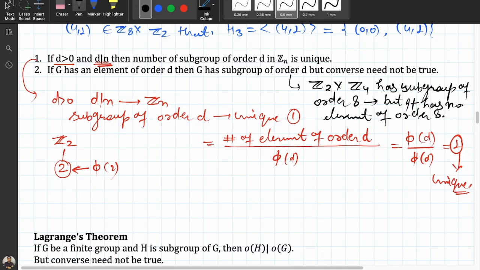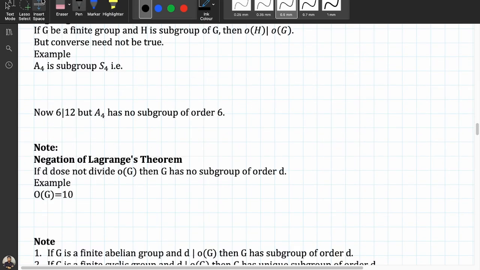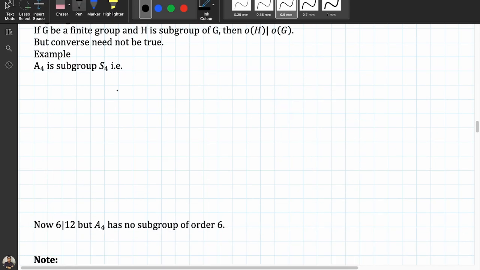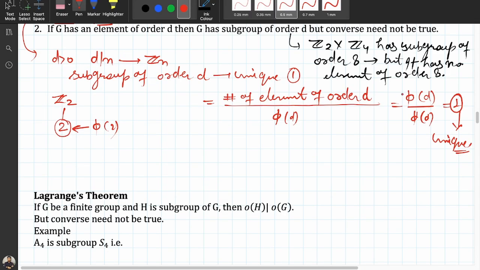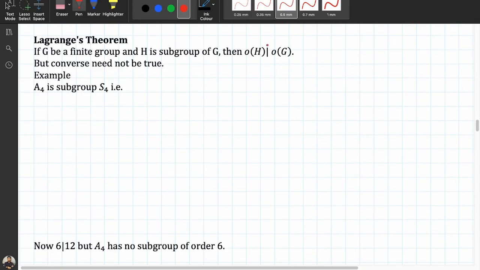Okay, next theorem is here. That is what? Lagrange's theorem. If G is finite and H is a subgroup of G, then the order of the subgroup divides the order of G, but the converse need not be true.